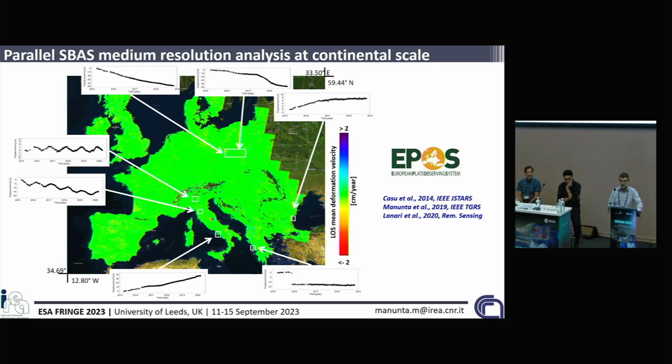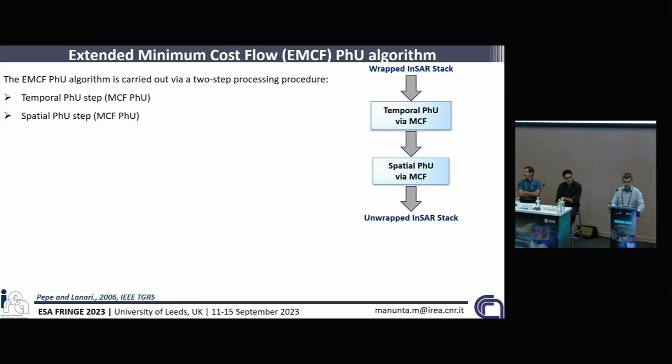However, we know that the phase unwrapping procedure still remains one of the most critical procedures in the approach, and by improving the phase unwrapping, we can produce more robust deformation time series. So we work on the phase unwrapping procedure, and we start from the extended minimum cost flow algorithm, which is the most largely used phase unwrapping algorithm within SBAS.